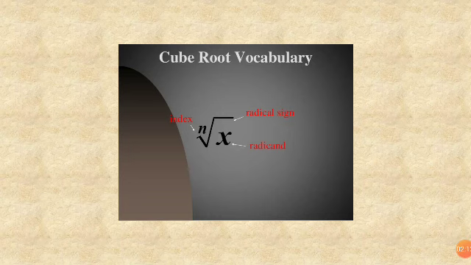Cube root vocabulary. n means index, x means radicand, and root means radical sign. The cube root of a number x is denoted as cube root x. So 3 means index, root means radical sign, and x means radicand.